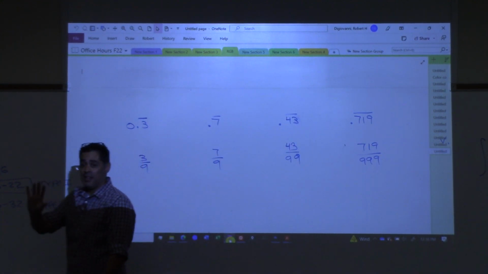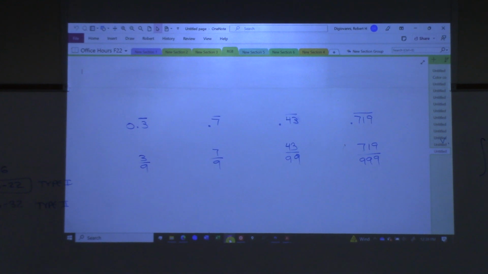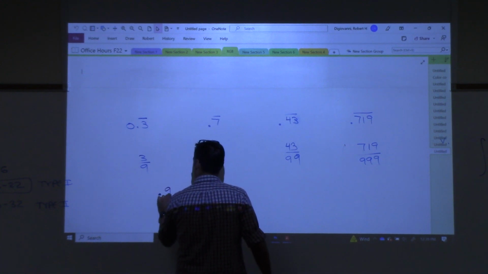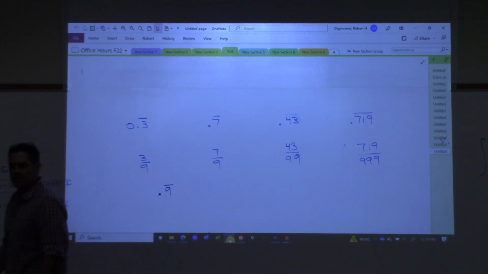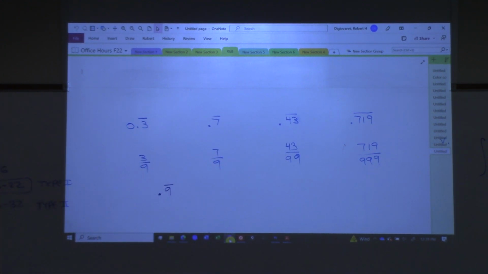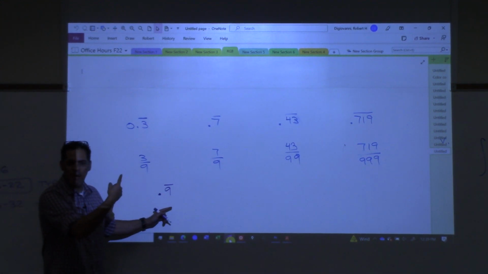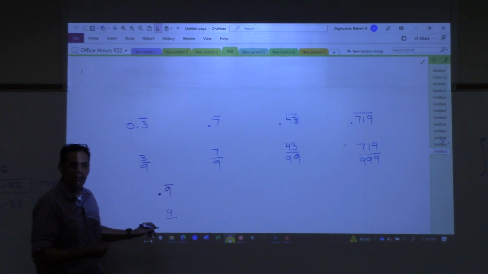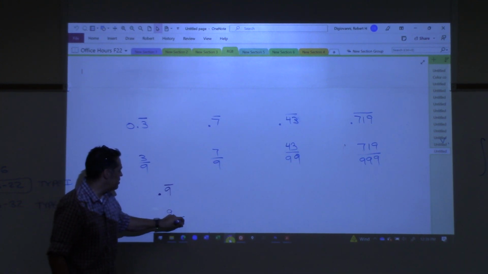Yeah. But here's my point. I want you to ask your teacher what this is. What is it? 1. Right? Technically, because if you follow this method, you should take that number and divide it by 9 over 9. And that means you're saying it's 1.